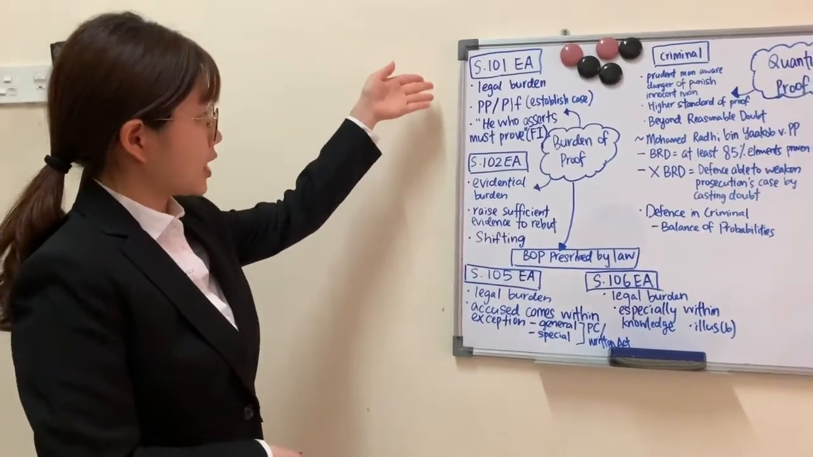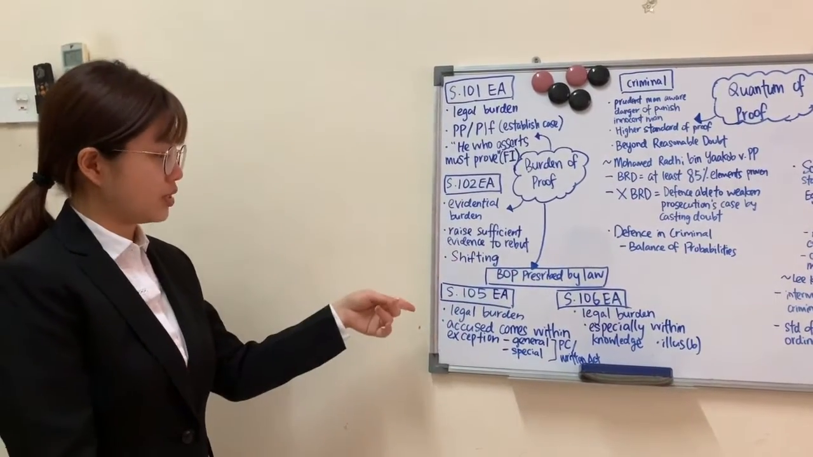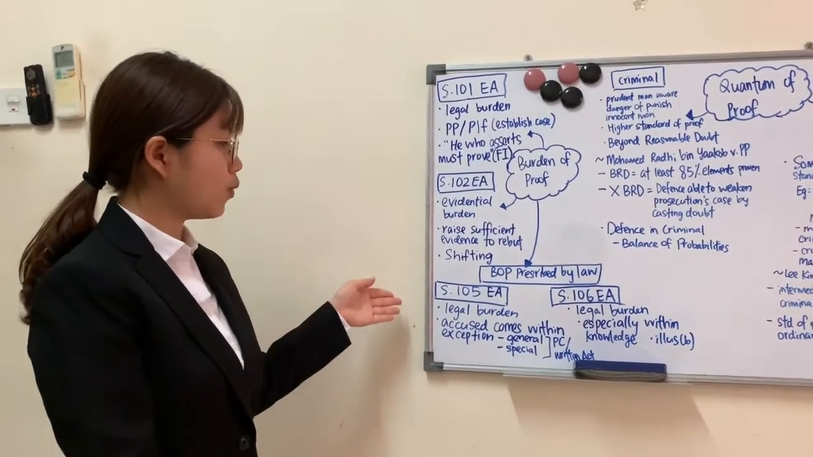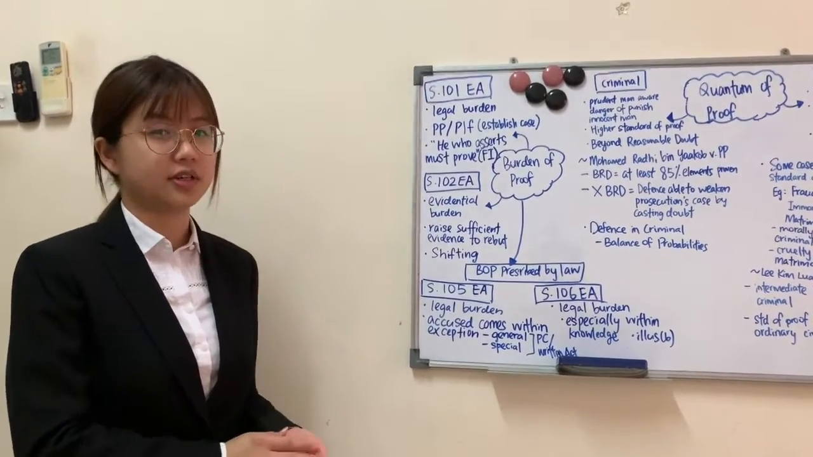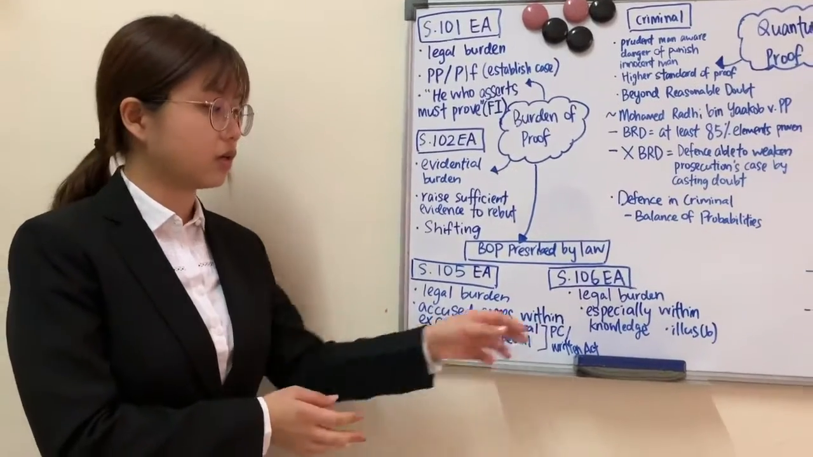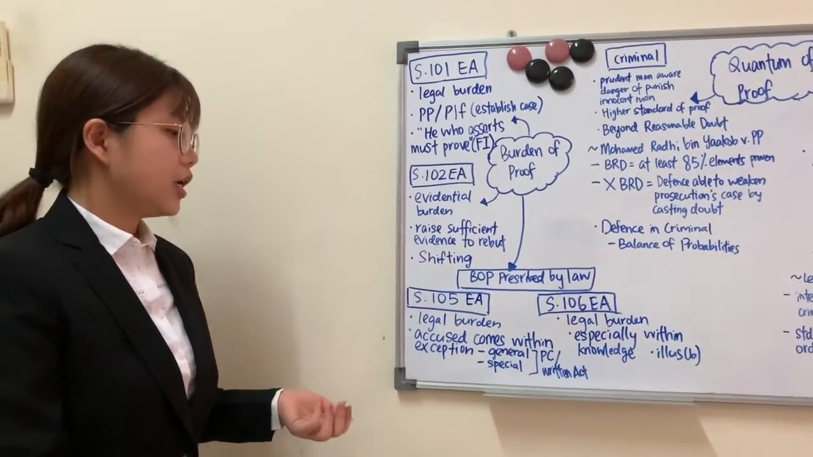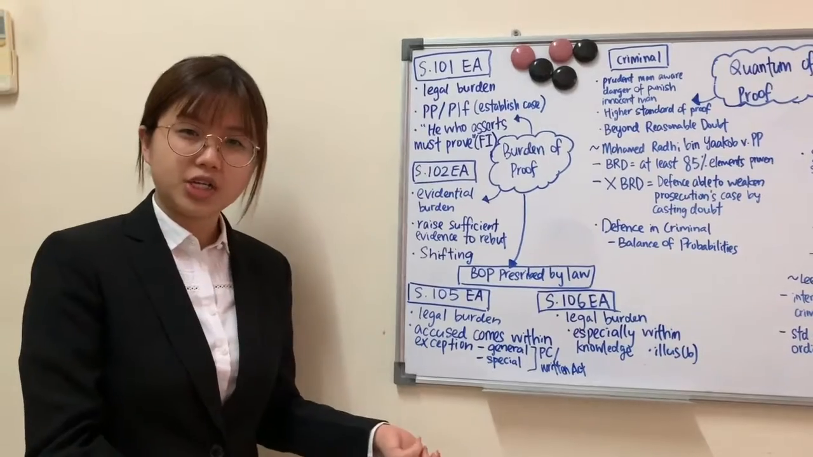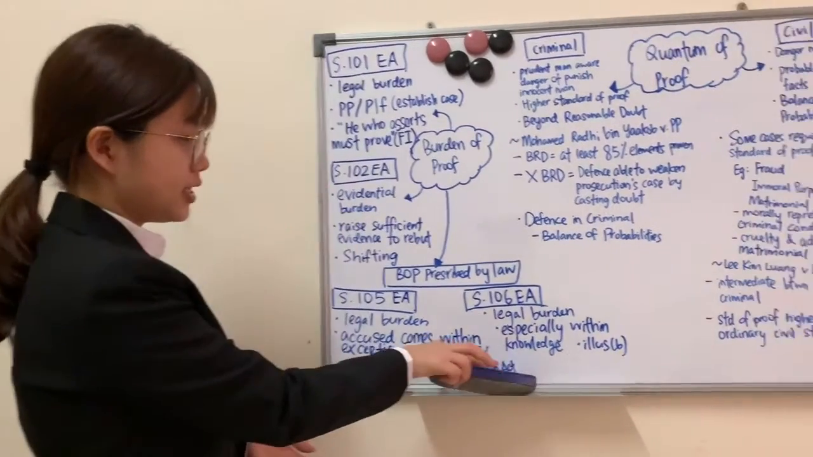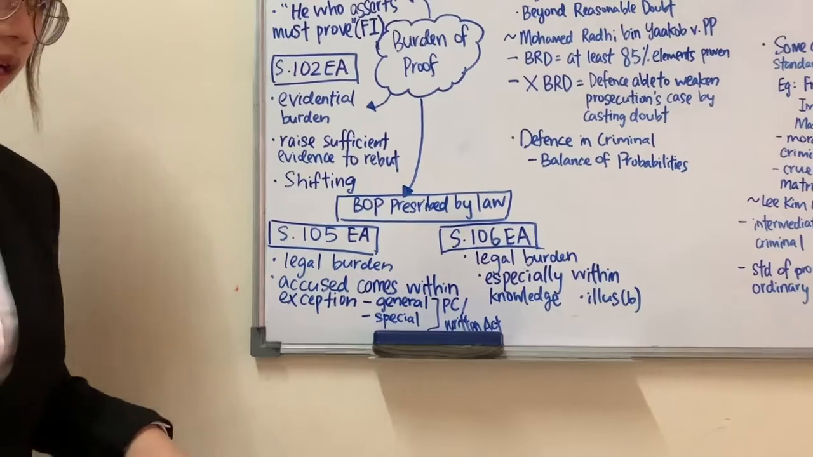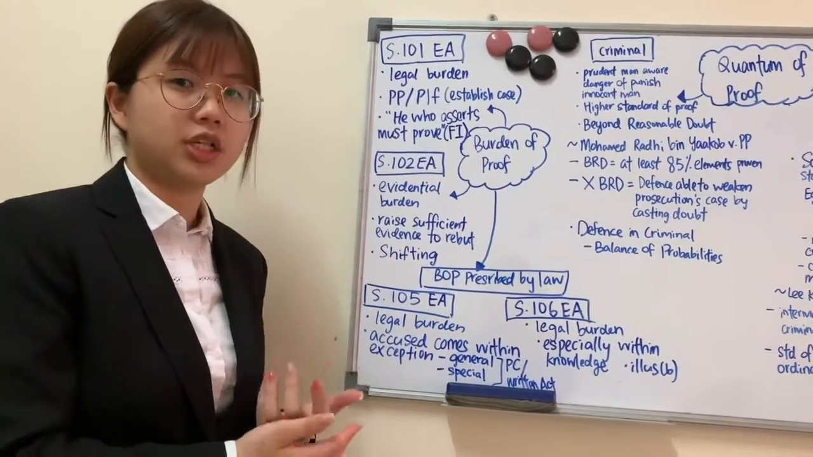After explaining Sections 101 and 102, I'm going to the burden of proof prescribed by law, which is stated in Sections 105 and 106 Evidence Act. Under Section 105, if the accused comes within an exception, whether general or special, which is stated under the Penal Code or the written law, the accused has the legal burden to prove it. For example, general exceptions such as intoxication, insanity, provocation, the accused has the legal burden to prove it as his defense. And Section 106, which is also a legal burden, is on the party who has to prove facts that are especially within his knowledge.